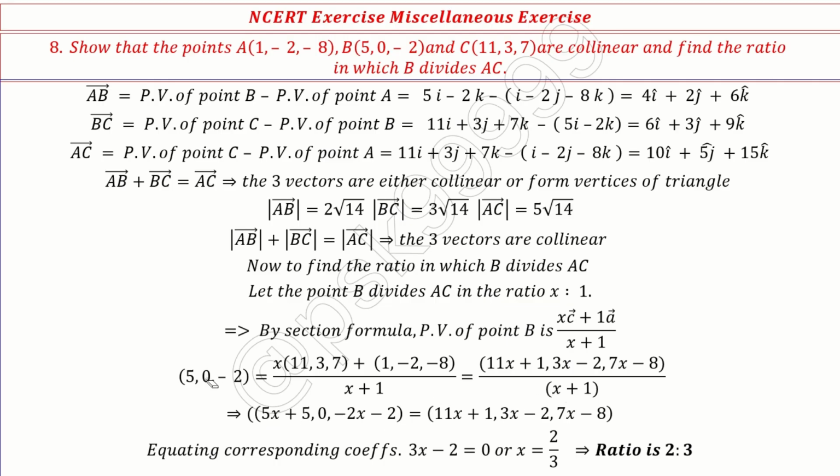If you write one more step, it will be very clear. I took x plus 1 to the other side, so it has multiplied with 5 into (x plus 1), 0, minus 2 into (x plus 1). That's what I did here. Equating, the simple one is 0 there. You equate 3x minus 2 equal to 0, which means x equals 2 by 3. So the ratio is 2 is to 3. Hope you understand. Just do it properly yourself.